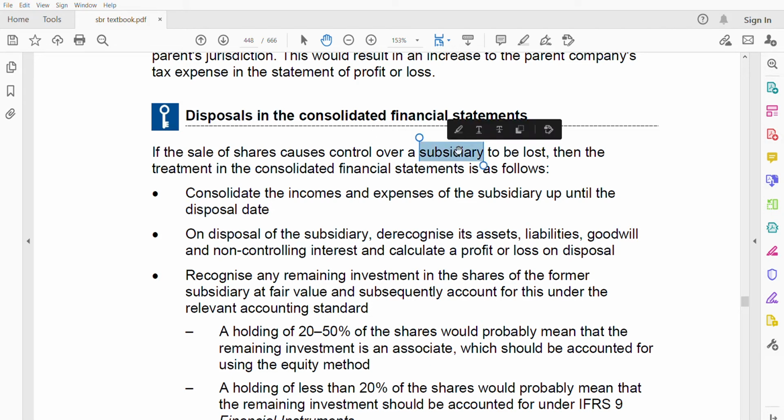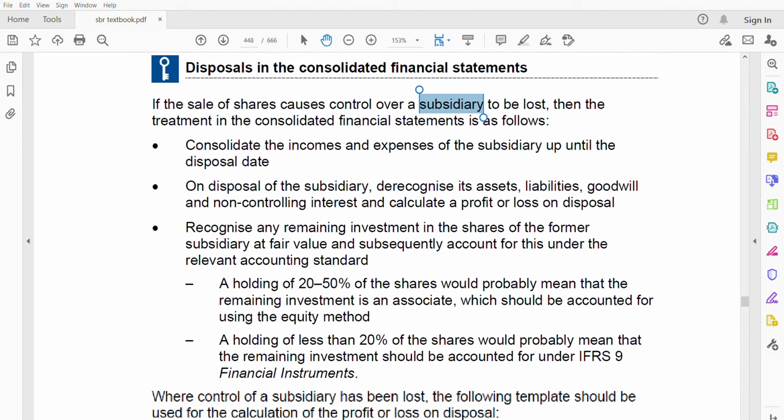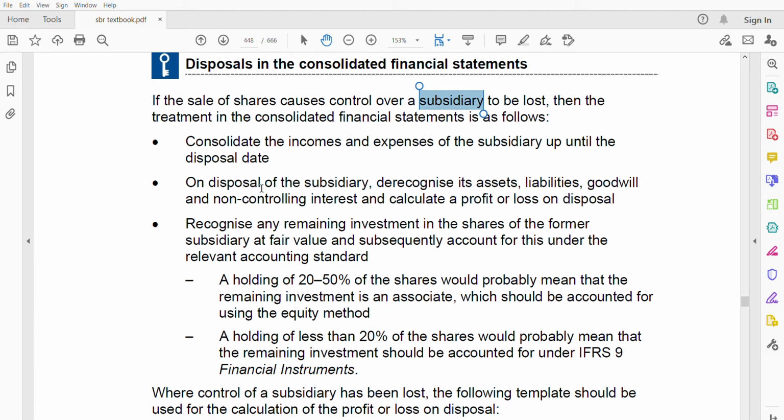These are all what you have to do if the control is lost. Lost means less than 50%. After you dispose of it, it becomes less than 50%. How do you have to treat this? Make sure that you remember these points. Definitely you will remember these points better when you do a question, when you try to understand through questions how to solve. You have to calculate income and expenses of the subsidiary up until the disposal date. Why? Because you have to consolidate. But when you're disposing of it, from the day you lose the control onwards, you are not consolidating anymore.